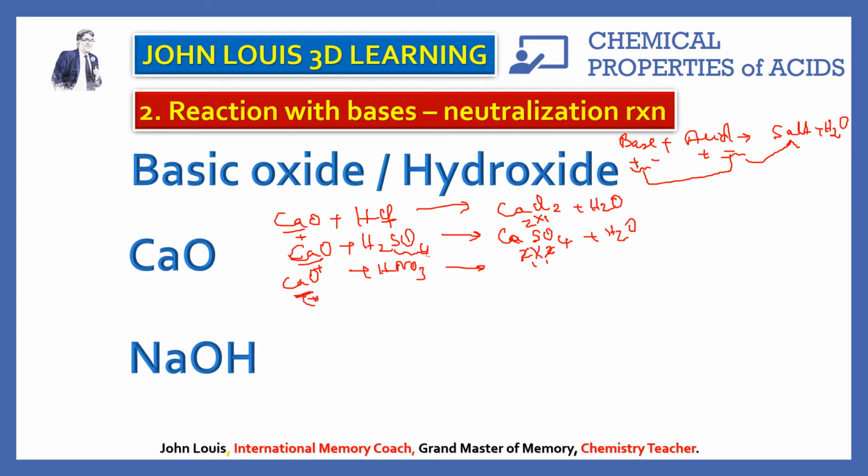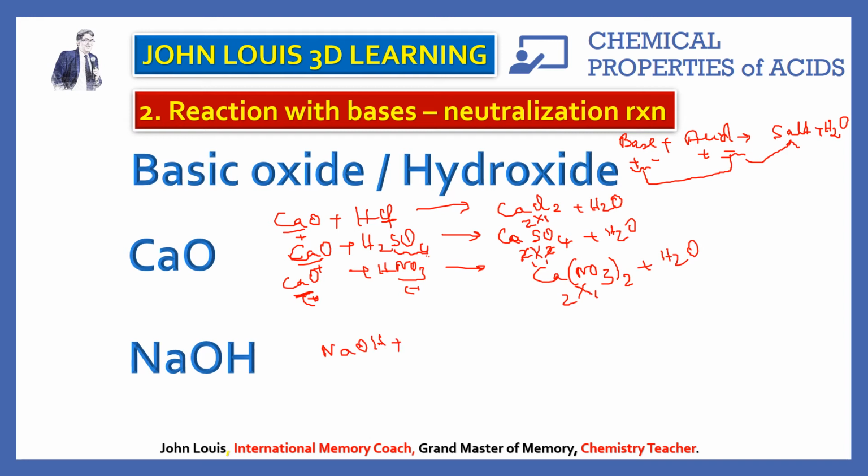Now nitric acid. What will happen? Calcium oxide and nitric acid. What is the salt? Calcium is positive, nitrate is negative, therefore you get calcium nitrate. Calcium valency is 2, nitrate valency is 1. Therefore when you interchange you will get 2 nitrate, Ca(NO3)2, plus you get H2O. Now you need to balance the equation.